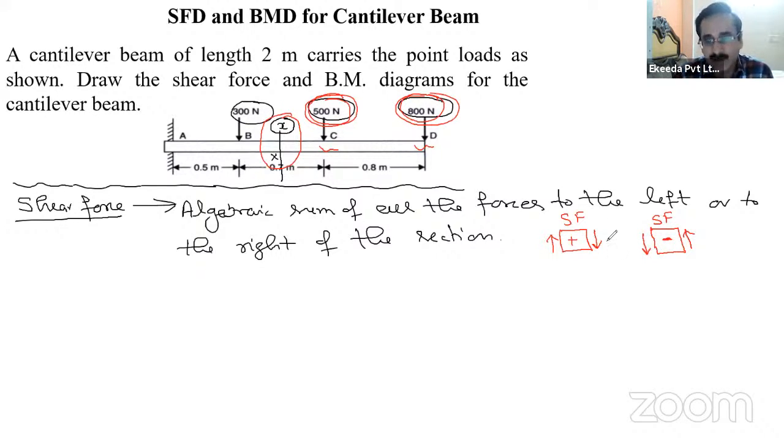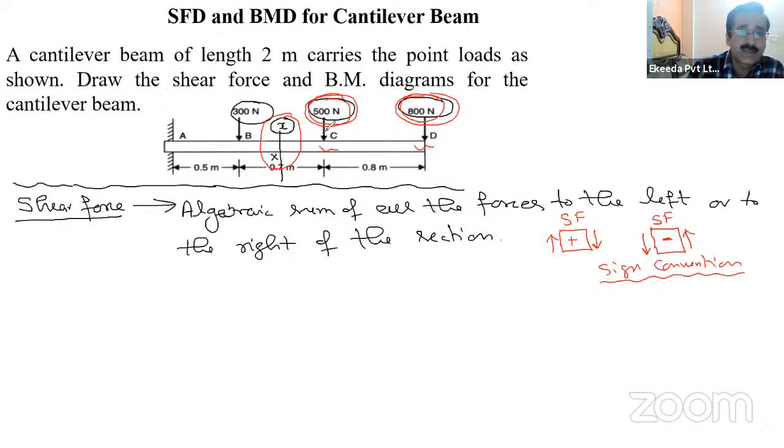So these are the sign conventions which we will follow in this lecture, or in my theory lectures we will use these sign conventions, right? So the algebraic sum of all the forces to the left of the section or to the right of the section, right? This is the shear force.